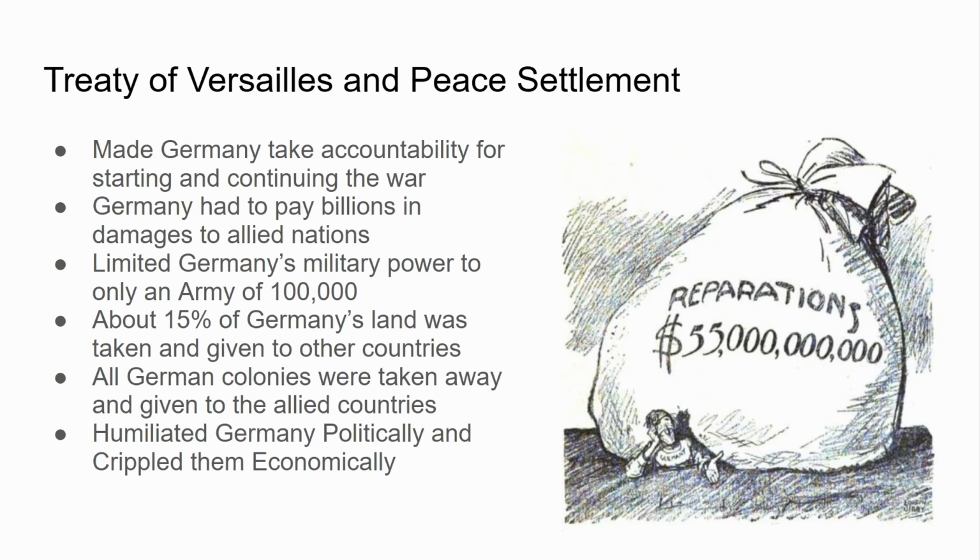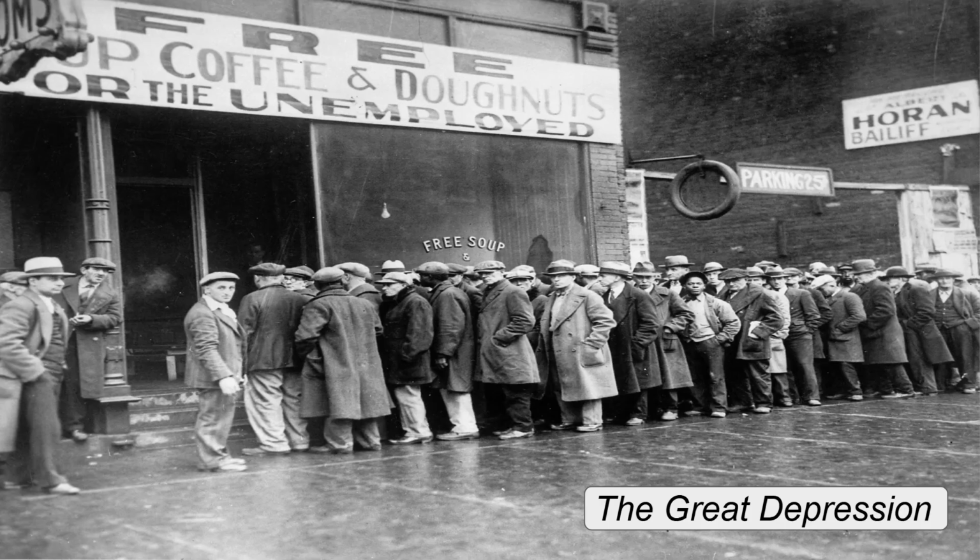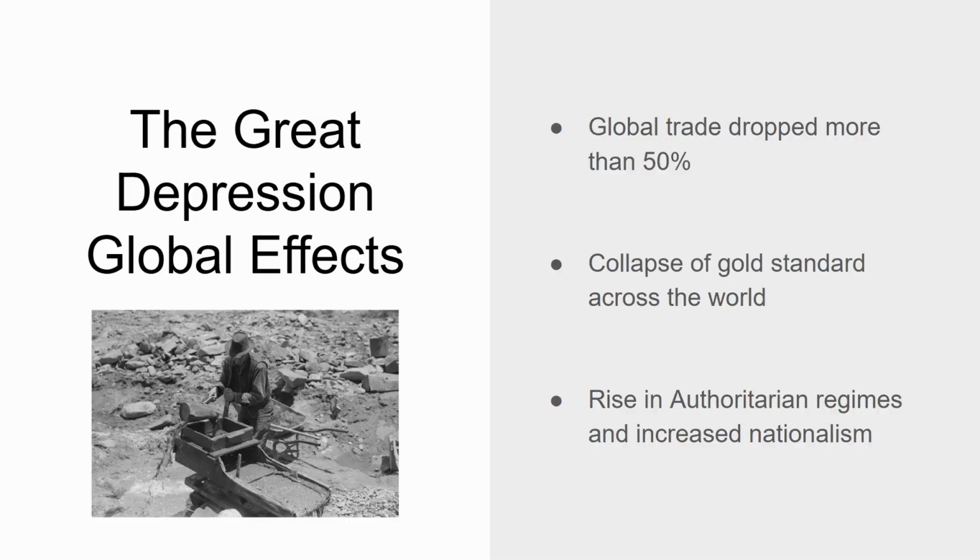The Great Depression. Next, the Great Depression's global effects. So global trade dropped more than 50%. It also led to a collapse of the gold standard across the world, a rise of authoritarian regimes attempting to fix these issues, and increased nationalism.